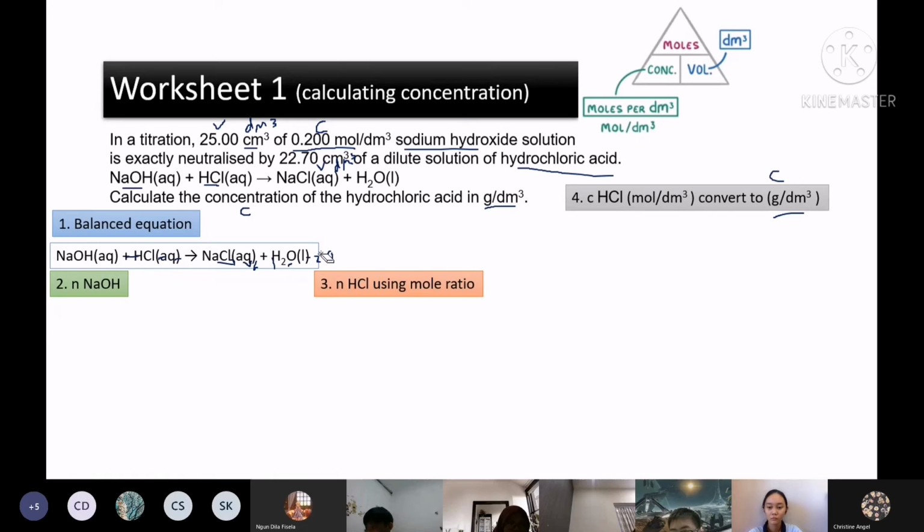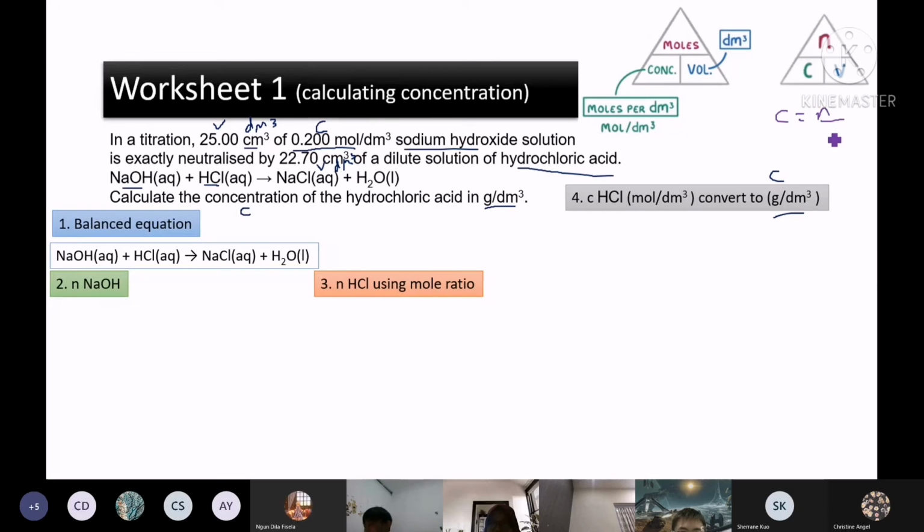So this is the balanced equation. And then next, Alexander Chua. Remember the equation involving concentration, mole, and volume. We need to know the concentrations. So to calculate the concentrations, what is the formula of concentration, Alexander? n per volume, miss. Yes, n over volume.